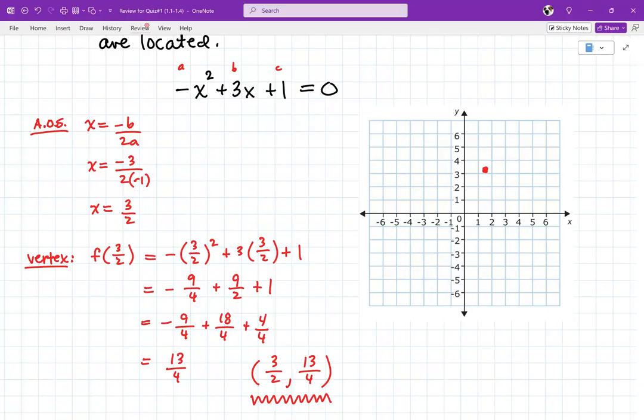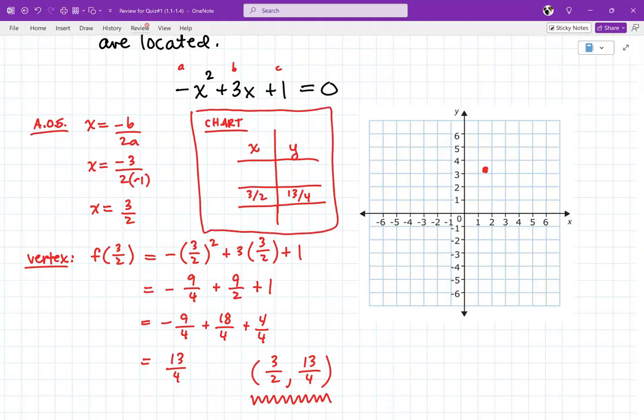A little XY thing. So let me make a chart. I have x, y. Remember, my axis of symmetry, or my vertex, I'm sorry, goes in the middle. Okay, so that 3 halves, 13 over 4 goes right in the middle. So I'm going to kind of put a little box around it so you know where I'm at.